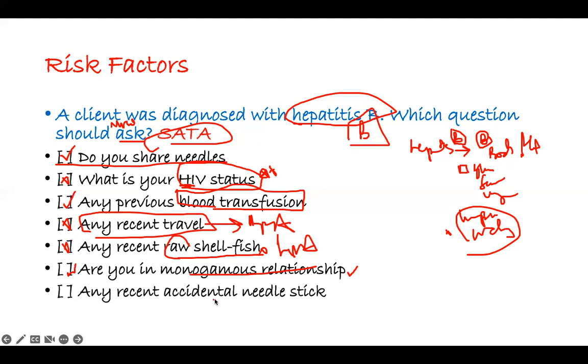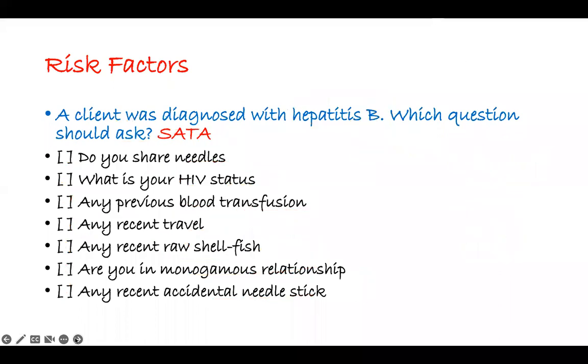Any recent accidental needle stick? We already talked about it, it is body fluid interaction. So you see what I've done. I use the pathophysiology, I identify the main point of the question, and I assume that there is only one answer choice. Only one answer choice. Forget about the rest of them. They don't exist in my mind.